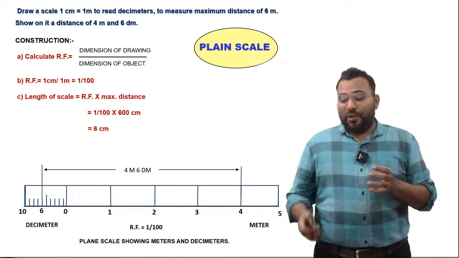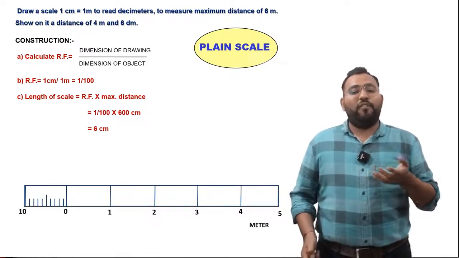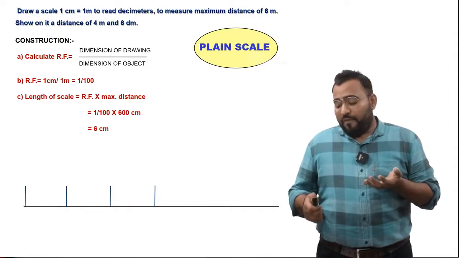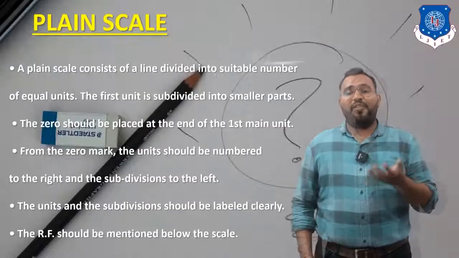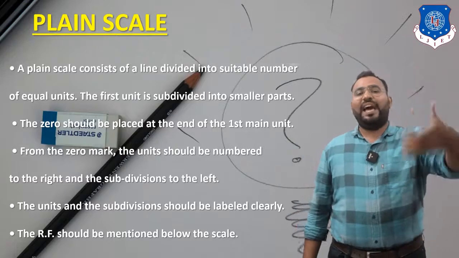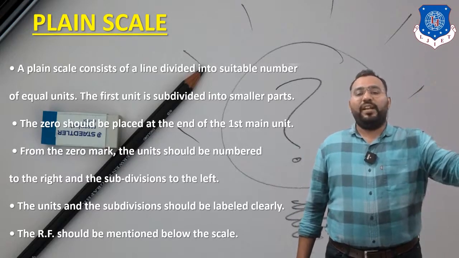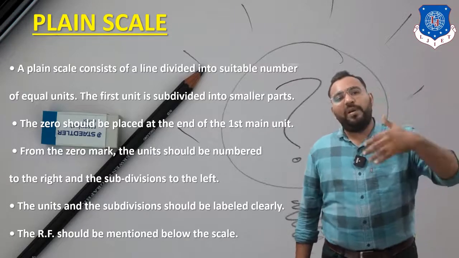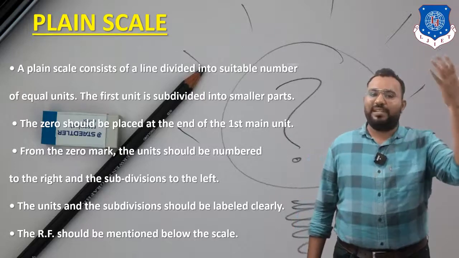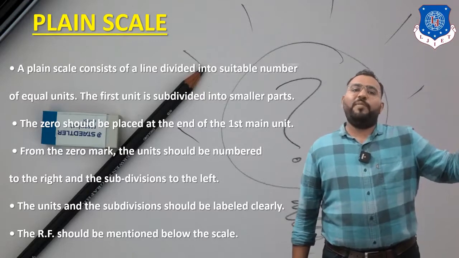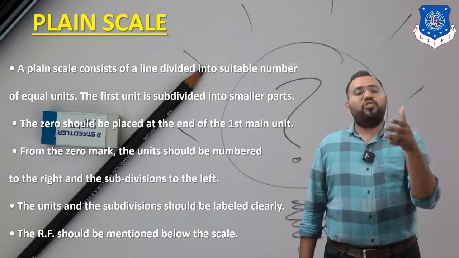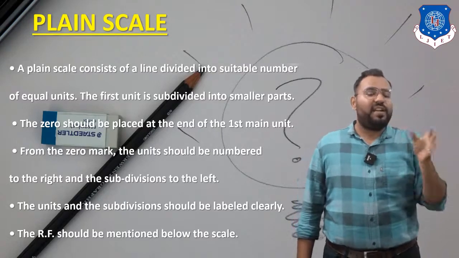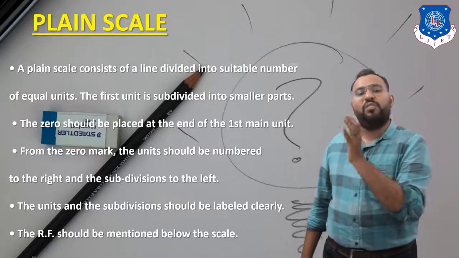Now let us come to the main thing that I already told you: before I solve, first I am going to explain your concept through this example, and then I am going to come to the plane scale definition. A plane scale consists of a line divided into a suitable number of equal units, and the first unit is divided into smaller parts. That we have already done. First we divided the line into a suitable number of equal parts, depending on the maximum distance. Then we avoided the extreme left portion because that is used for the subunit. Now 0 should be placed at the end of the first undivided unit. So we avoided the extreme left portion, and after that we started numbering from 0, 1, 2, 3, 4, 5.